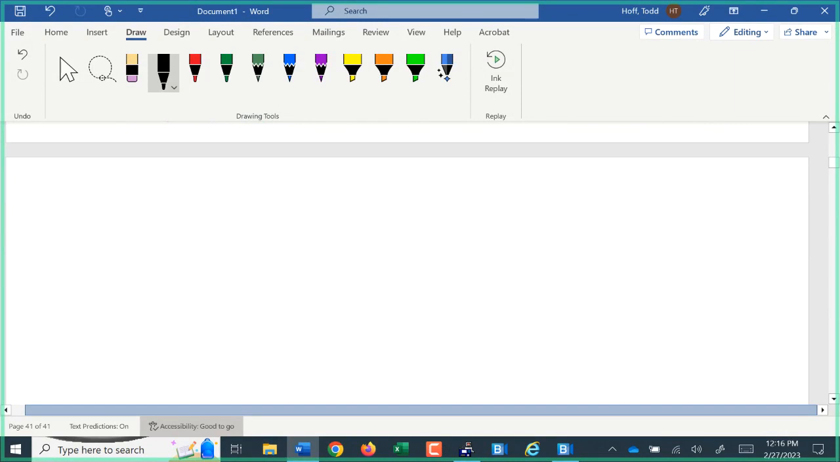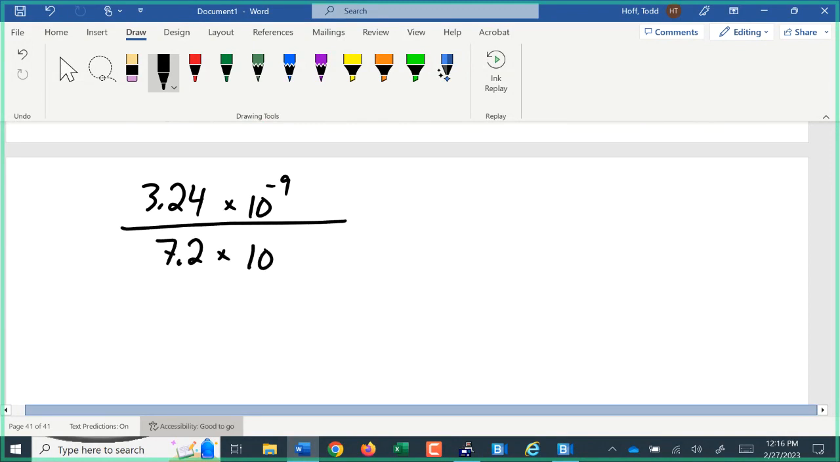We might have 3.24 times 10 to the negative 9th divided by 7.2 times 10 to the negative 15th. So again, we combine the counts. 3.24 divided by 7.2, I'm going to say again, it's 0.45.